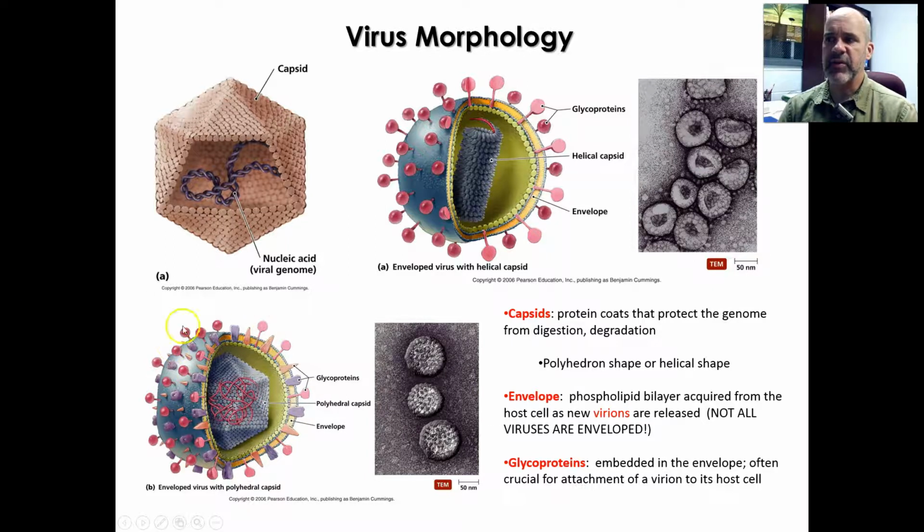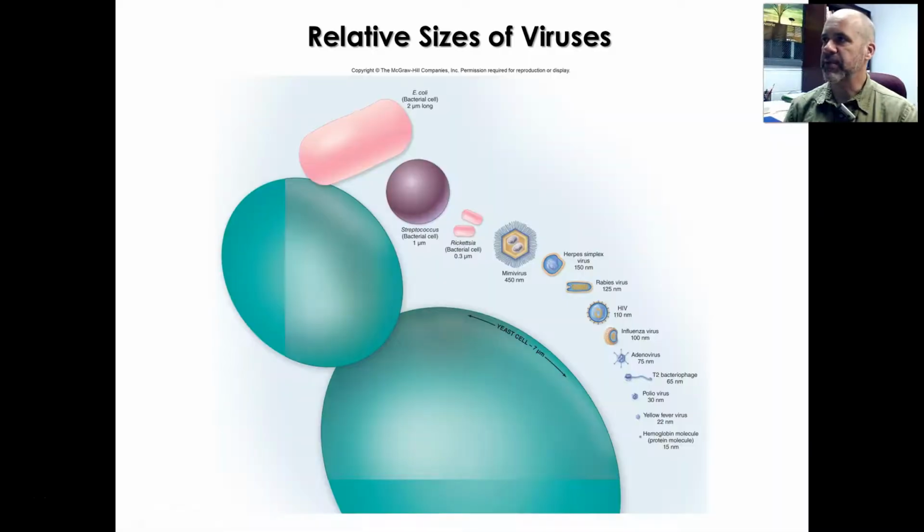And this enveloped virus that you see here has more than one kind of glycoprotein in its envelope. This one looks like it has just one type. So there's a lot of variation out there among different kinds of viruses. You can have an enveloped virus with a helical capsid on the inside. You can have an enveloped virus with a polyhedral capsid on the inside. You can have non-enveloped viruses with polyhedral capsids. You can have non-enveloped viruses with helical capsids. There's just a lot of variation.